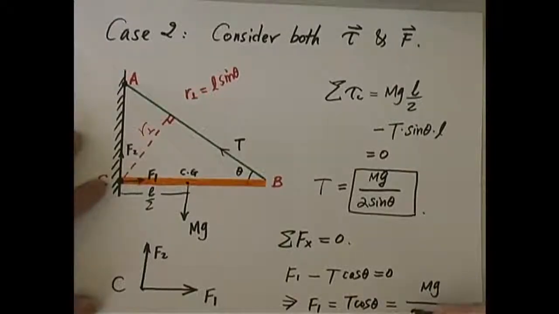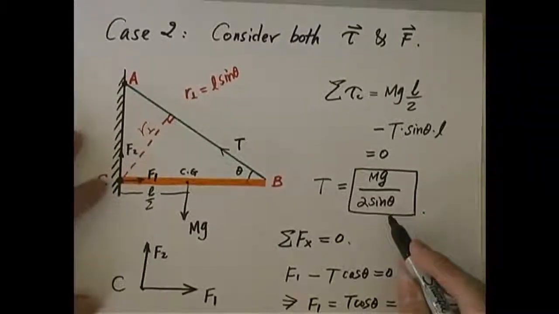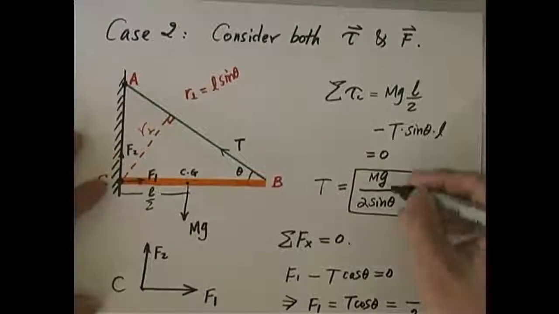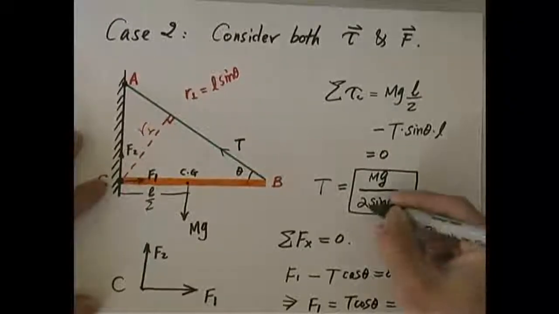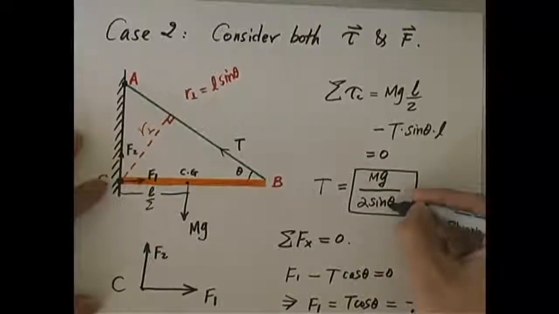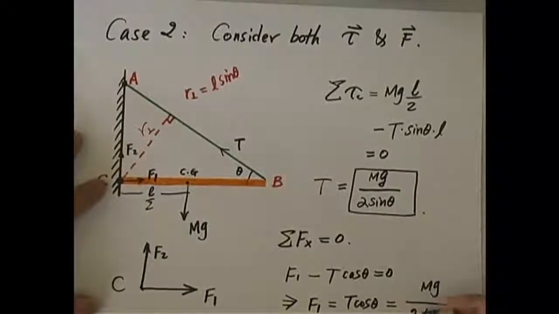So the answer finally is mg over 2. And there's a cosine theta, there's a sine theta. You flip that sine theta down, so you cosine theta divided by sine theta, you get tangent theta here. Okay, that is F1.